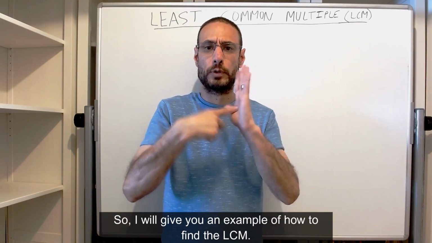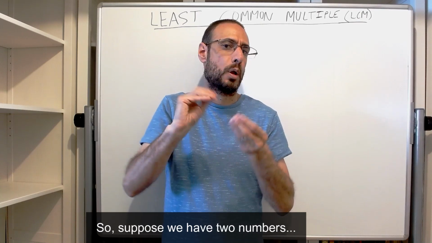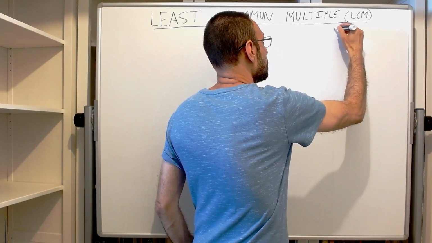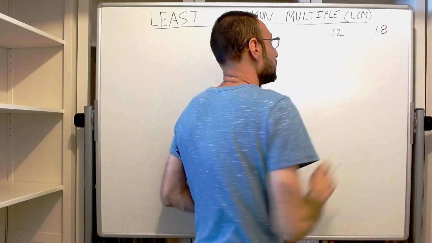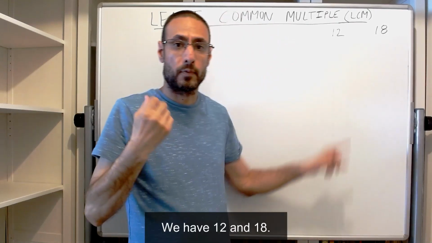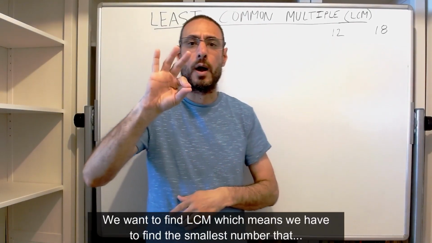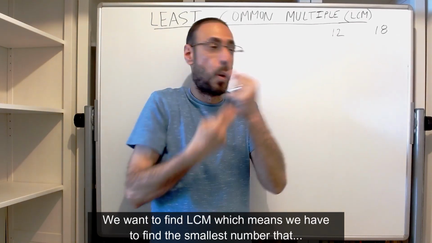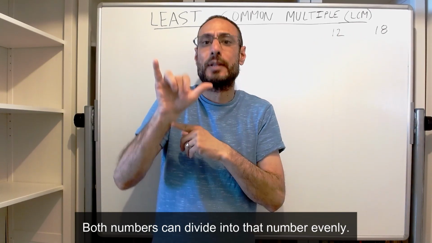I will give you an example of how to find the LCM. Suppose we have two numbers, 12 and 18. We want to find the LCM, which means we have to find the smallest number that both numbers can divide into evenly.